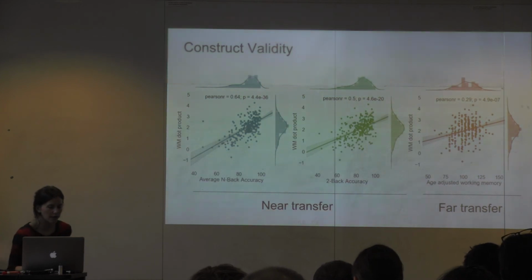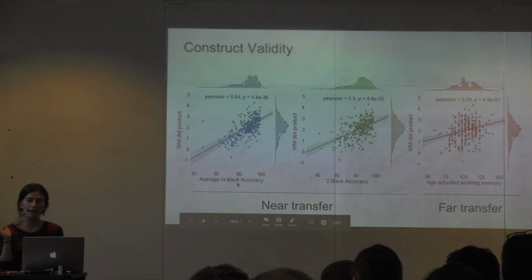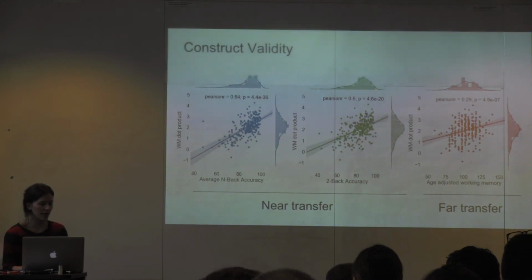First we wanted to look at near transfer. So we have two different metrics here. This is the average n-back accuracy, so that's across both the 0-back and the 2-back. And we get a nice correlation here. Just looking at the 2-back trials, we still have a significant correlation between our individual dot product maps and our behavior.